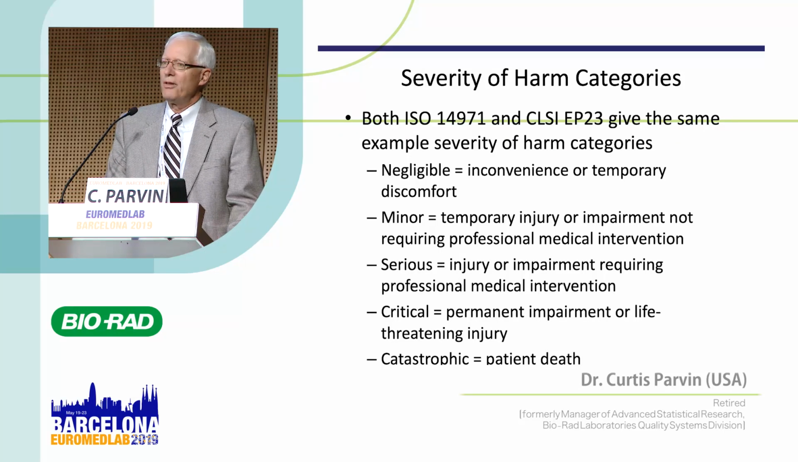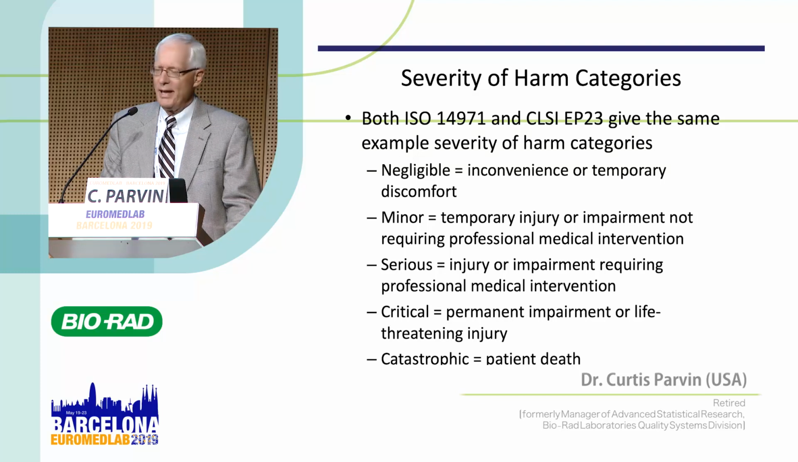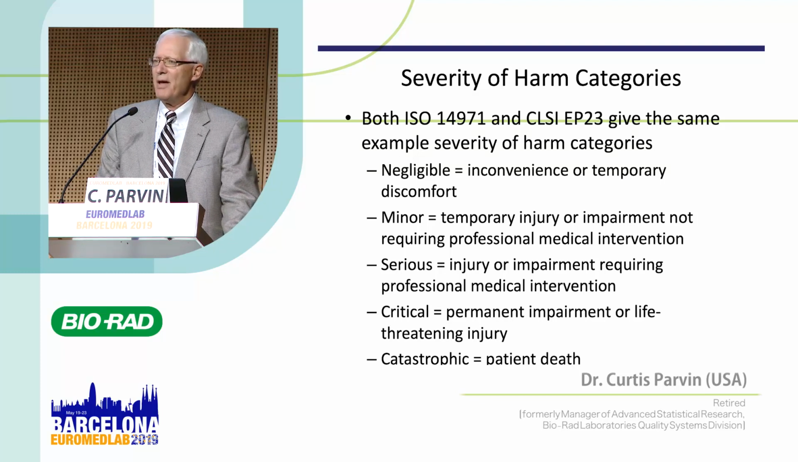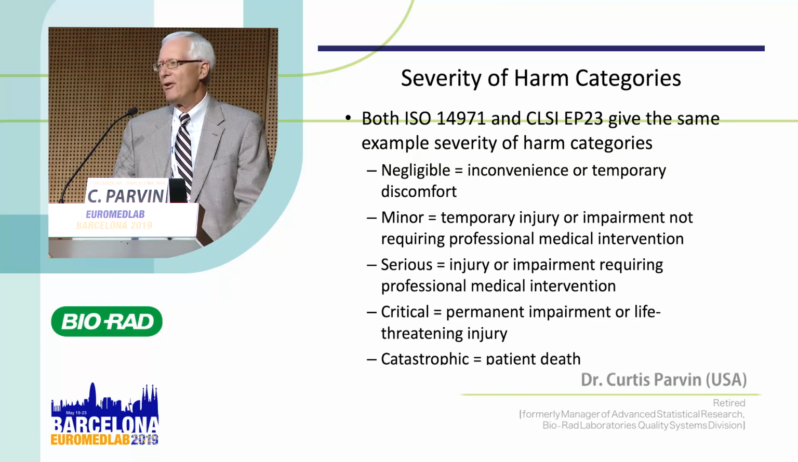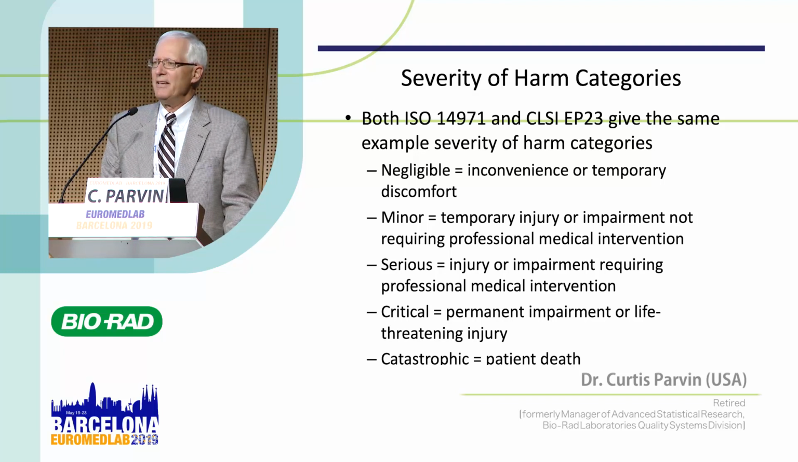Likewise, both ISO 14971 and CLSI EP23 recommend that severity of harm be categorized or classified into 5 categories. And both documents give the same definitions for those 5 categories. So negligible means inconvenience or temporary discomfort to the patient, all the way down to catastrophic, meaning patient death.